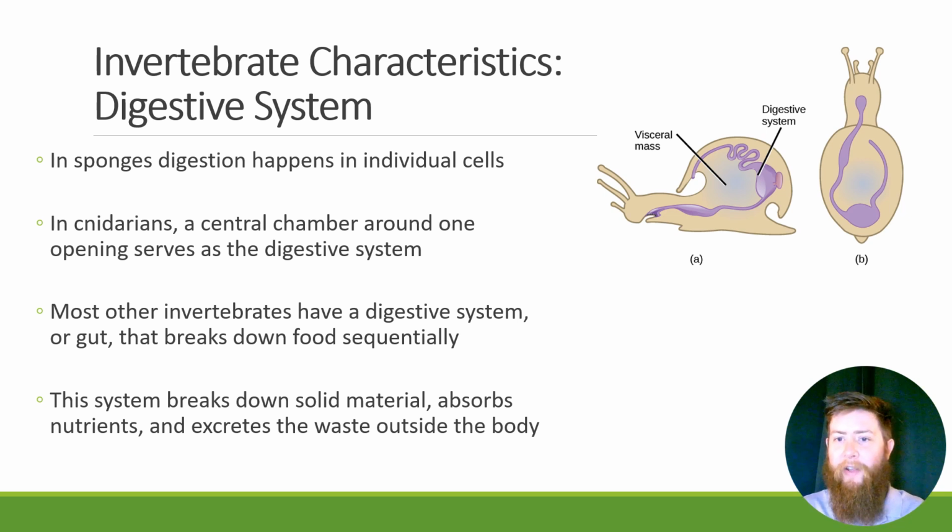Other things that invertebrates have, we start to see digestive systems. For sponges, digestion happens in the individual cells. In cnidarians, this central chamber around the jellyfish holds fluid, and this is where digestion happens. But other organisms have actual digestive systems with a gut, including a mouth, a stomach area, intestines, and an anus to get rid of waste. This system breaks down solid material, absorbs nutrients, and excretes the waste outside the body. So it gets the nutrients out of the food and then gets rid of the stuff they can't digest so they can make room for more.